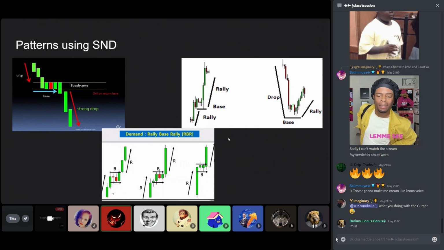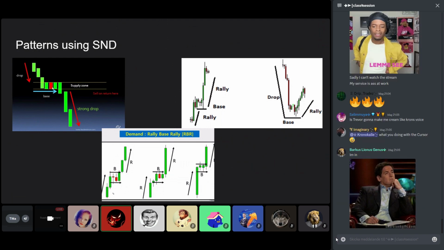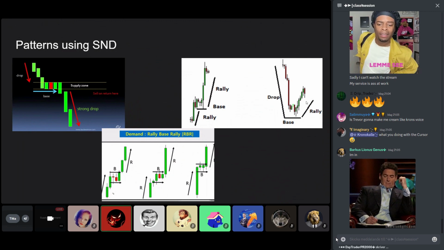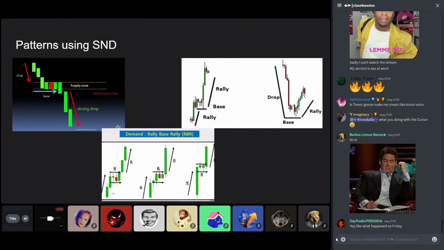Some of the patterns that you will see with supply and demand: a drop base drop. You have some sort of sell-off, a basing period, and then another drop. Obviously, there's also the reverse, rally base rally. You rally up, a bunch of people take profits, we consolidate for a few minutes or however long, and then we get another strong push up. That would be a rally base rally. Then you have a drop base rally, which would be your classic reversal. And then you just have more rally base rally.